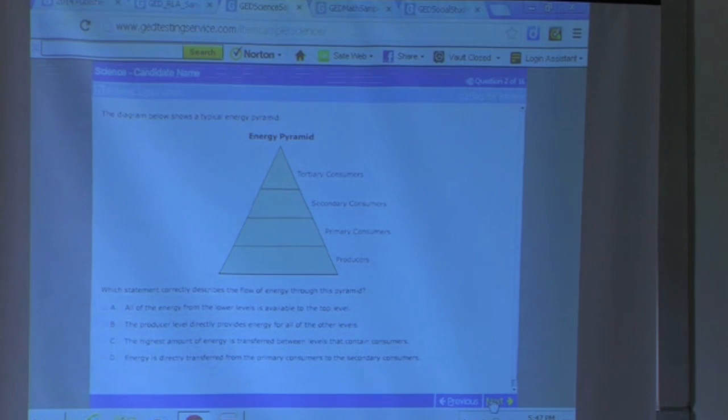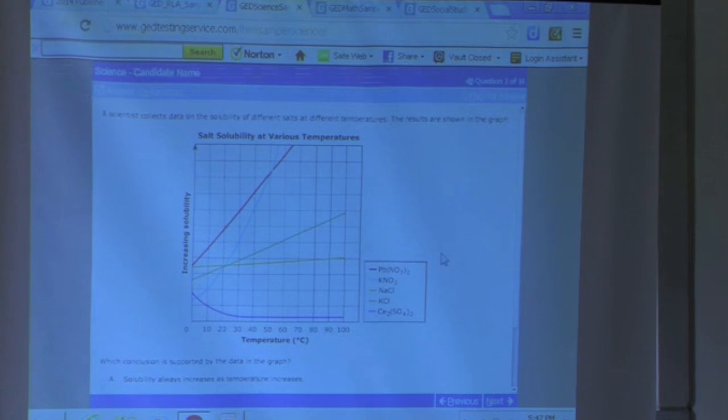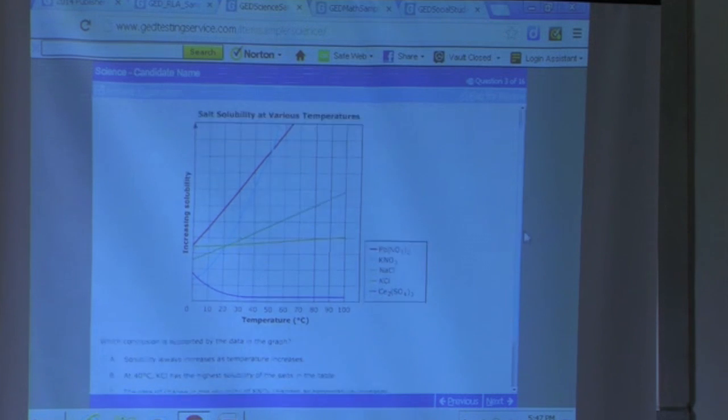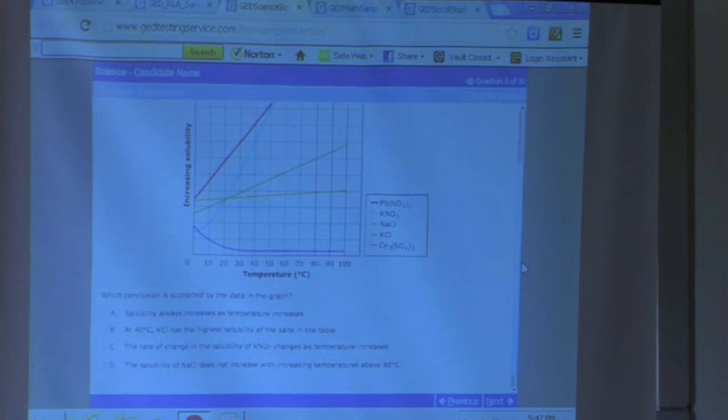Food webs. Right. A scientist collects data on the solubility of different salts at different temperatures. The results are shown in the graph. So again, it's mostly multiple choice. And you have PB, blah, blah, blah, KCl.